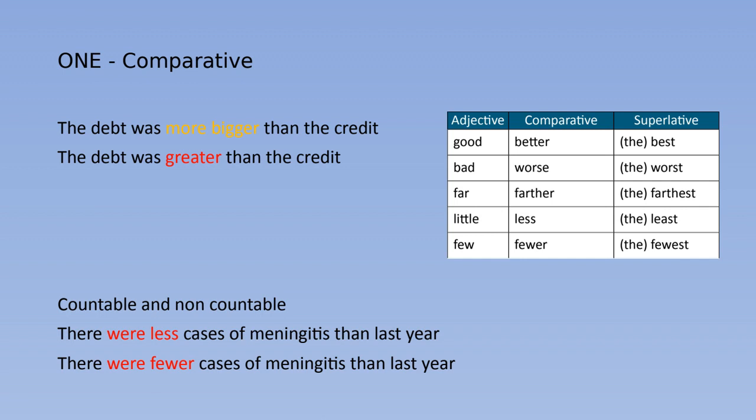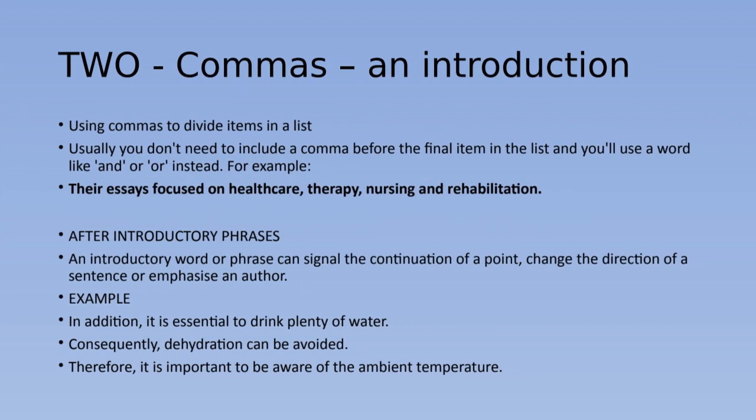So an example here is: the debt was more bigger than the credit. It should actually be: the debt was greater than the credit. So using the word more isn't necessary here. And then underneath, countable, non-countable: there were less cases of meningitis than last year. It should be: there were fewer cases of meningitis than last year. So always try and pay attention when you're using the comparative. And then we move on to the second one.